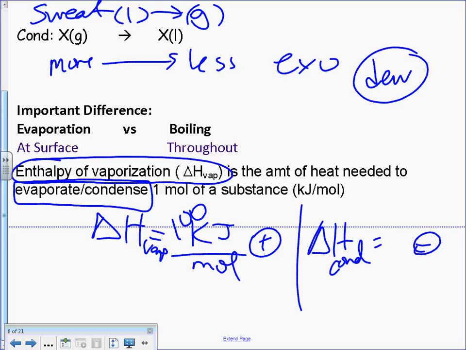Okay, so we've talked about boiling. We talked about evaporation, condensation, melting, and freezing. What's left?